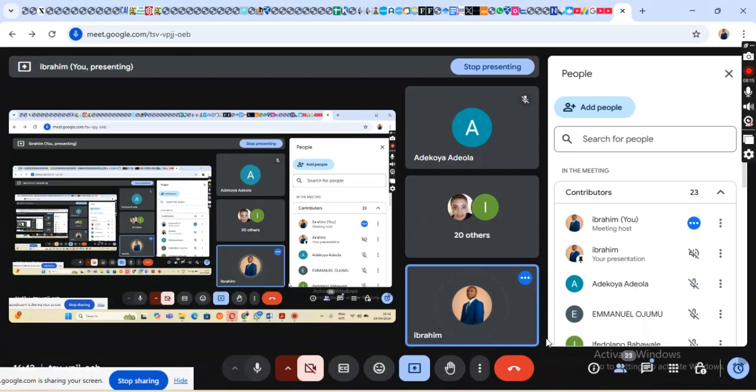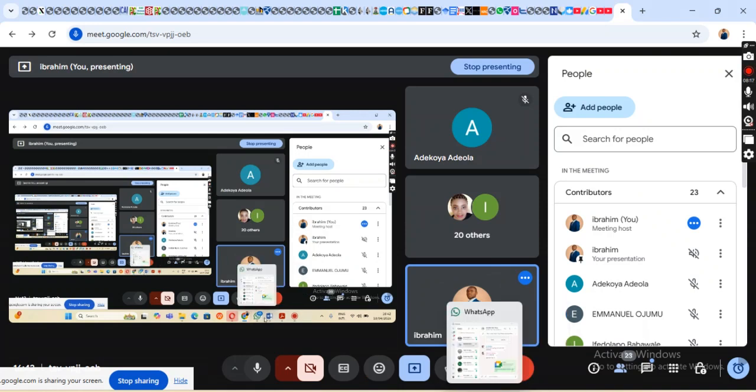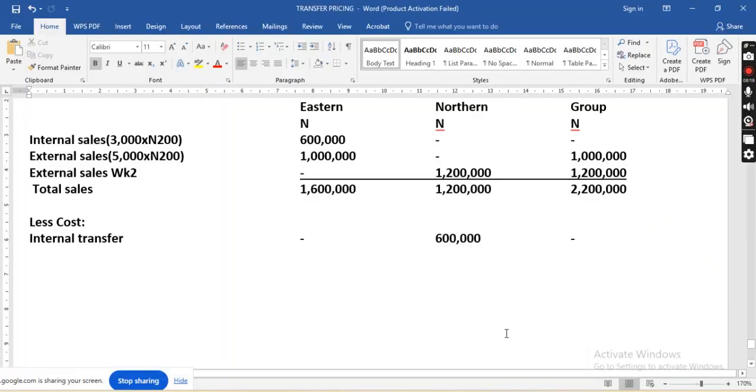Then what of Olaide? Yeah, I just want to clarify on the internal transfer plan that you missed. That is the external that sold to external, so it should be subtracted from the internal. That part is clear. Okay, that's fine.